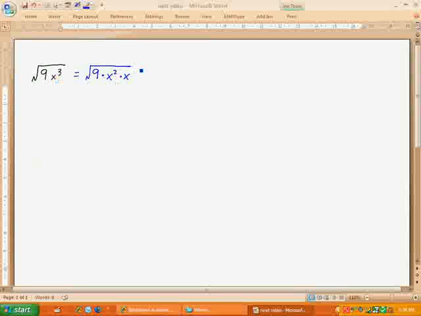And so I've now written this in such a way that when I write it out, I've got the square root of 9 times the square root of x squared times the square root of x. And I can do this. I know the square root of 9 is 3. The square root of x squared is x, and then I'll be left with the square root of x. Okay, see how we did that one?